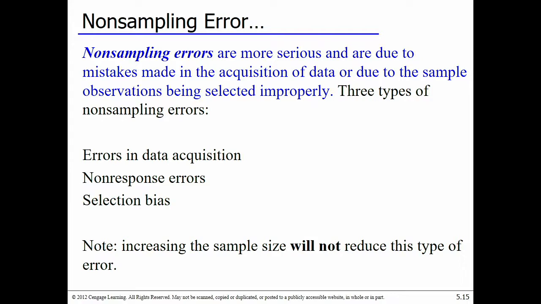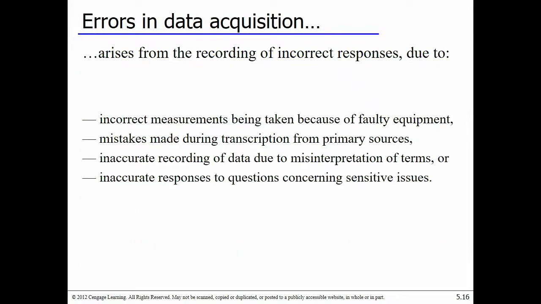The first type of non-sampling error is errors in data acquisition. For example, if I was trying to figure out the average weight of males at St. Francis University, but my scale was off 20 pounds, it doesn't matter how many I sample, that's going to be a screwed up analysis. If I have incorrect measurements being taken because of faulty equipment, or when I transcribe things, the person said yes and I wrote down no, that's errors in data acquisition.